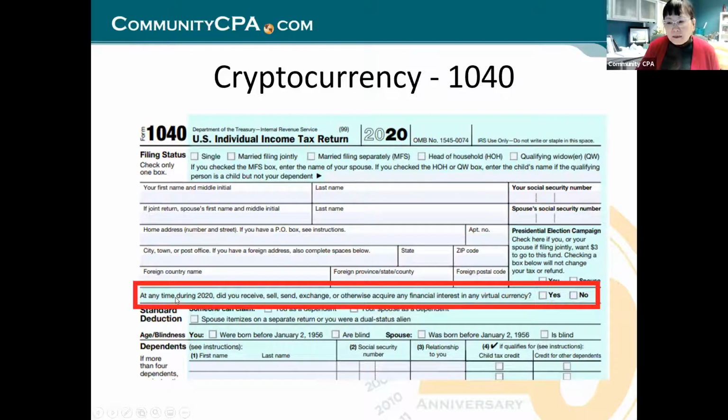At any time during 2020, from January to December, did you receive, sell, send, exchange, or otherwise acquire any financial interest in any virtual currencies? They didn't even say Bitcoin, because Bitcoin is only one kind of digital currency. So they were like, cover it all. Say virtual currency, okay? Don't get confused, virtual currency and virtual payments are different, right?